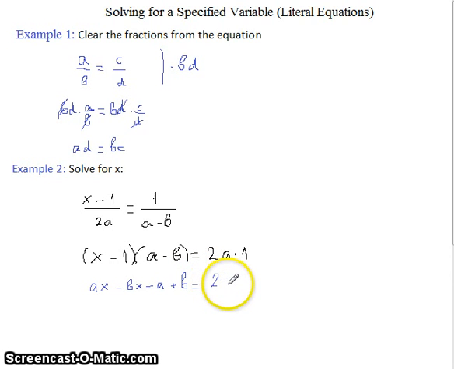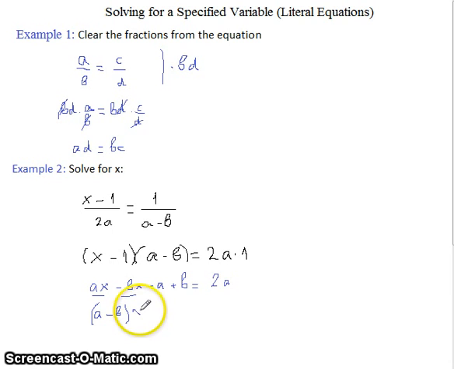The goal is to solve this equation for x. There are two x terms, ax and minus bx. We need to combine them. How do we combine like terms? By simply adding or subtracting their coefficients. A minus b times x will be the result. You can also think of that as factoring out x from the first two terms.